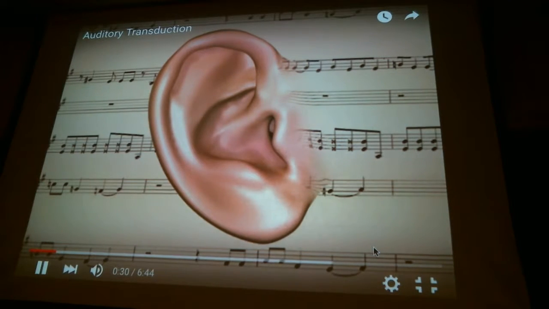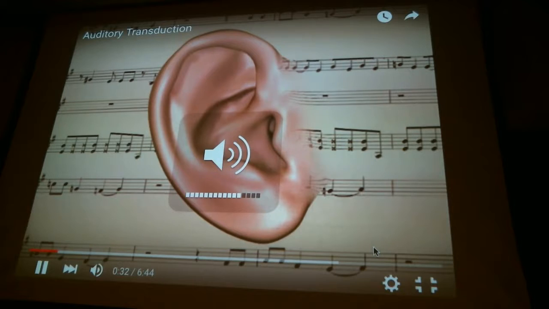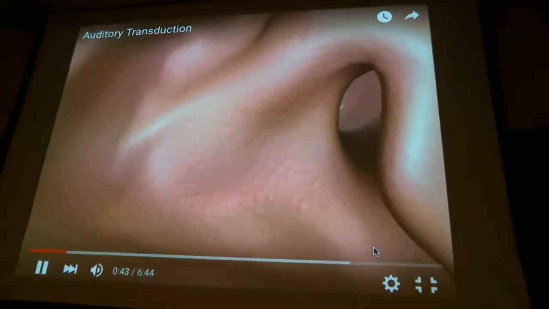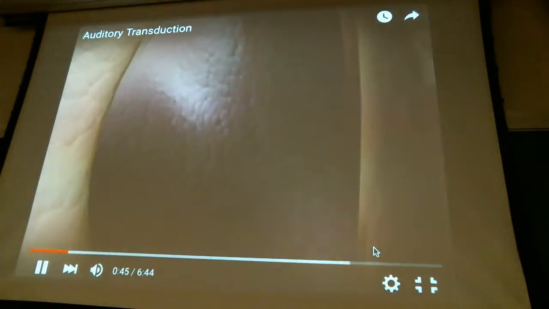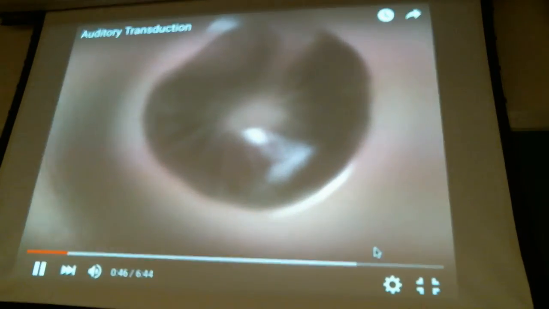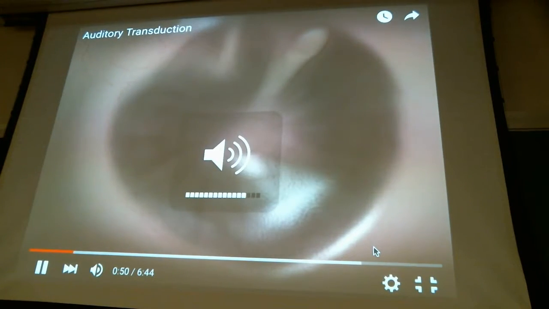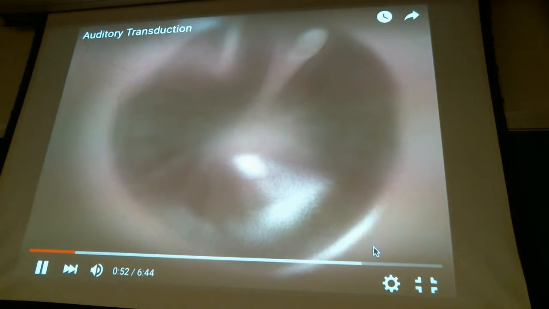The sense of hearing is accomplished by a process known as auditory transduction. The ear converts sound waves in the air into electrical impulses, which can be interpreted by the brain. As sound enters the ear, it passes through the external auditory canal, where it meets the tympanic membrane. The tympanic membrane then vibrates in response to the sound.